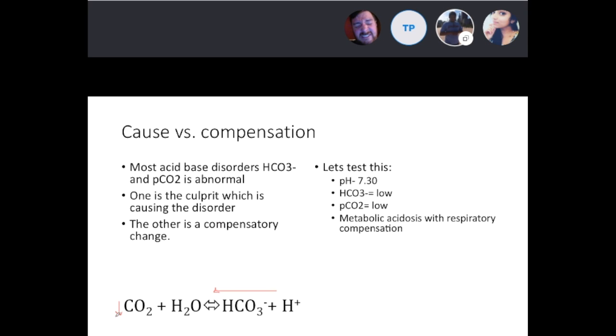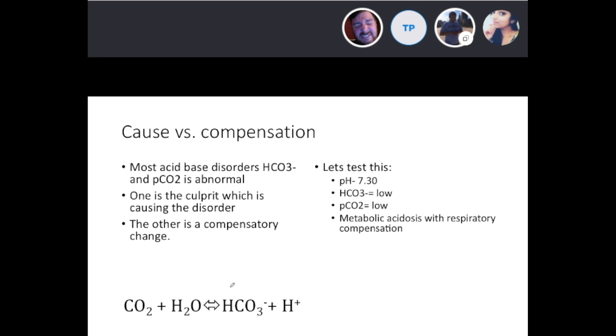Only because if I decrease the PCO2, this whole equation shifts to the left, and that will decrease the number of hydrogen ions. Does that make sense? Mm-hmm.